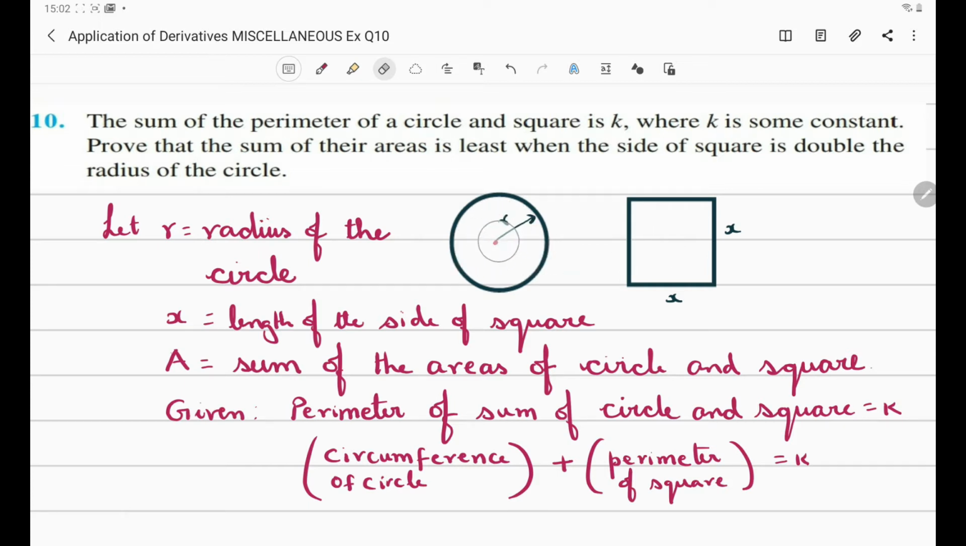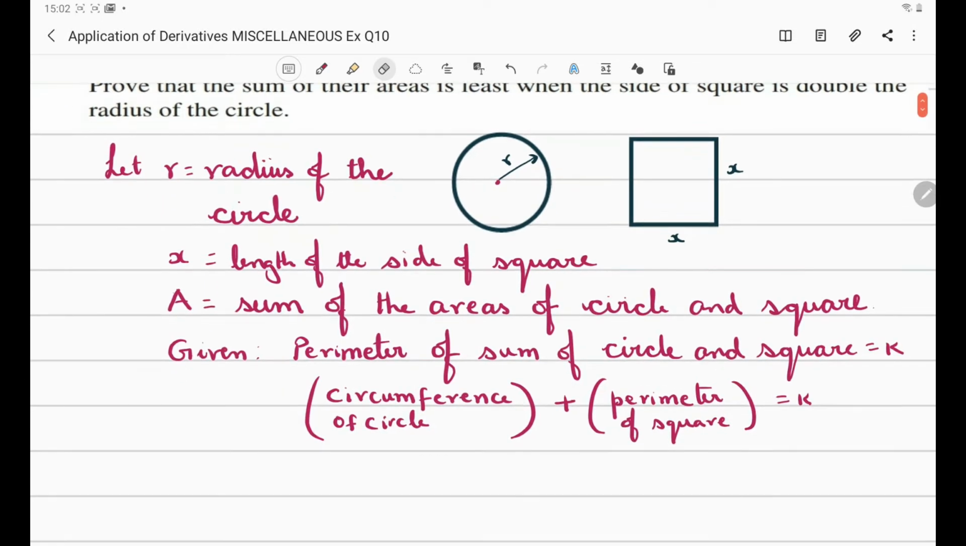Let r be the radius of the circle and say x be the length of the side of the square, and it is given the sum of the perimeter of the circle and square is constant k. So since we assumed r to be the radius of the circle, the circumference of the circle is 2 pi r, plus the perimeter of the square is 4x, and that is given to be constant k.